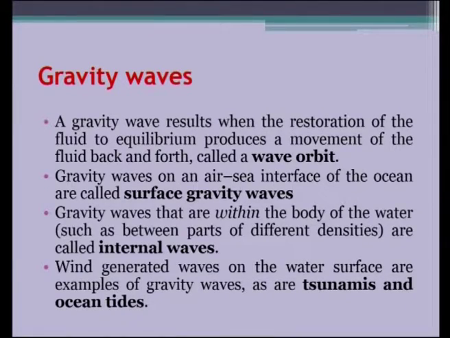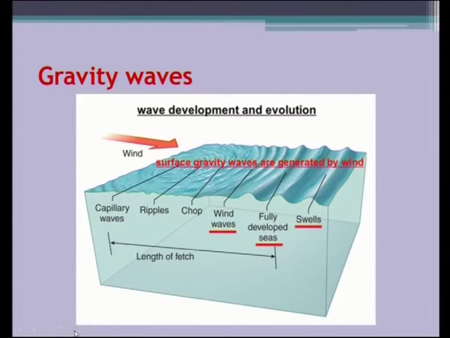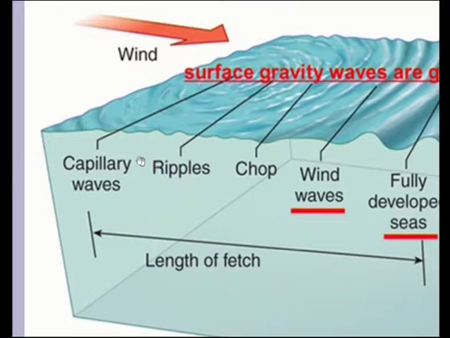A gravity wave results when the restoration of the fluid to equilibrium produces a movement of the fluid back and forth, which is called wave orbit. The gravity waves on an air-sea interface of the ocean are called surface gravity waves. When it is happening in the interior, it is called internal waves. Wind generated waves on the water surface are examples of gravity waves that form the tsunami and ocean tides. See, this visual gives us an understanding of how the wave is formed.